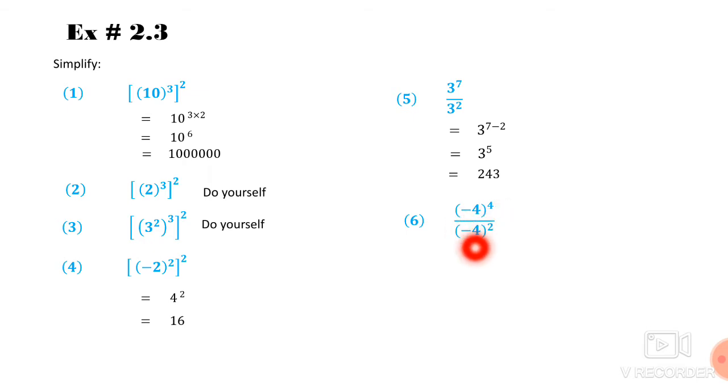Part 6, minus 4 exponent 4, minus 4 exponent 2. Solve it in this exact same way as solved part 5. Okay, bases are same, we will subtract the exponent. So minus 4 exponent 4 minus 2, which is equal to minus 4 exponent 2. Solve it and you will get the answer. Okay, this part 7, a exponent 9 upon a exponent 2. Again the same law will be used here.